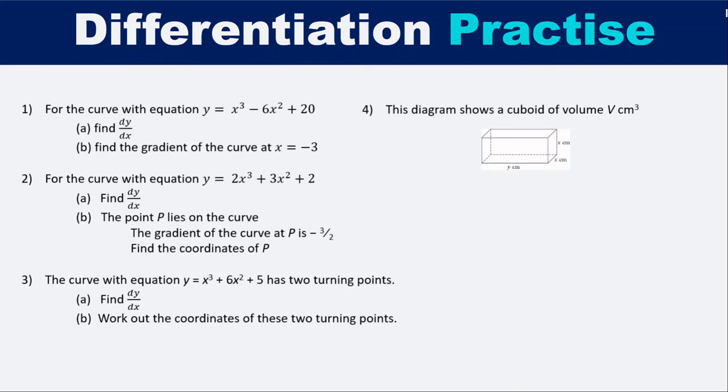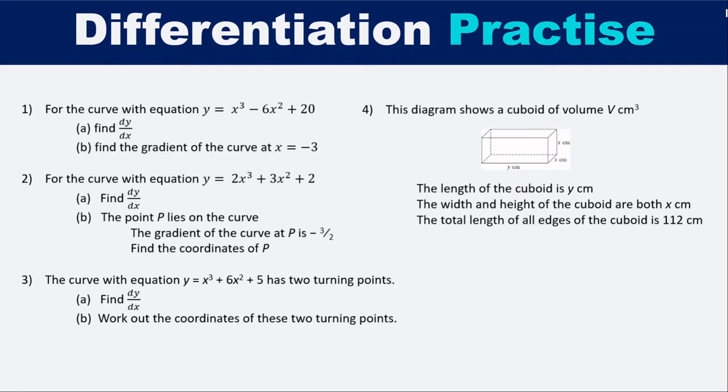Here we've got a diagram of a cuboid, and we're going to use V to represent the volume of this cuboid. Look at the given information. The length of the cuboid, as we can see on the diagram, is y. And the width and height of the cuboid, again we see on the diagram, they're both x. We are told some additional information that the length of all edges of this cuboid is 112. Now that's not just x plus y.